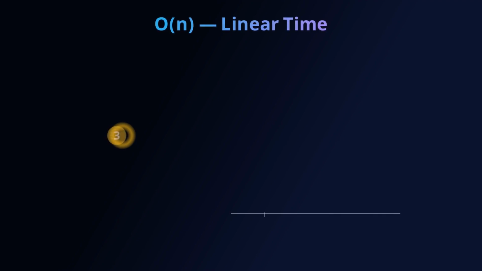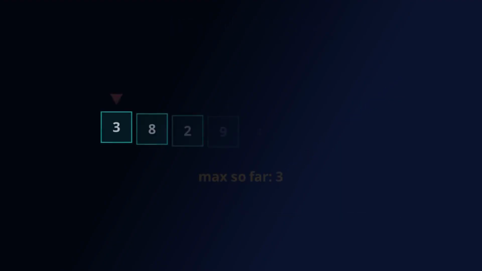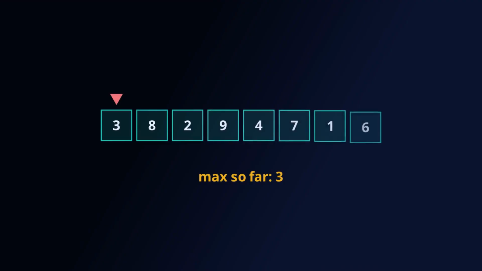Third runner, linear time, order n. This is the honest, steady worker. If the input doubles, the work doubles. If the input triples, the work triples. A straight, predictable line. The everyday example is finding the largest number in an unsorted list.